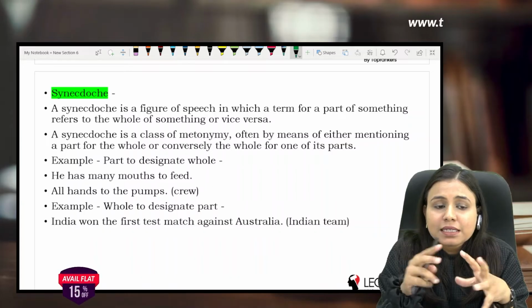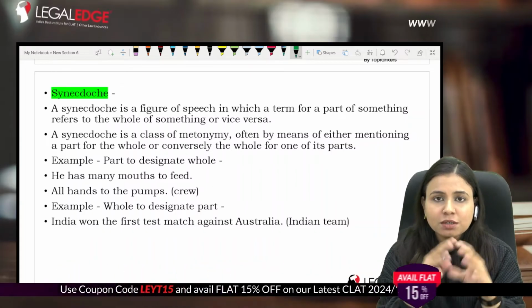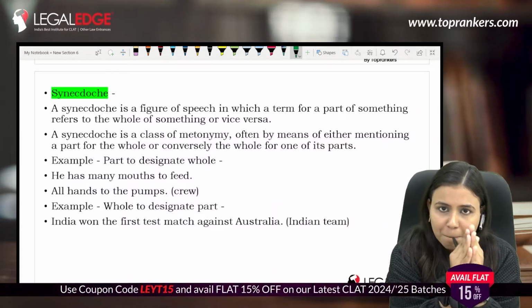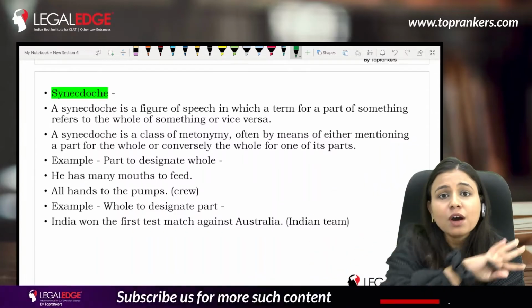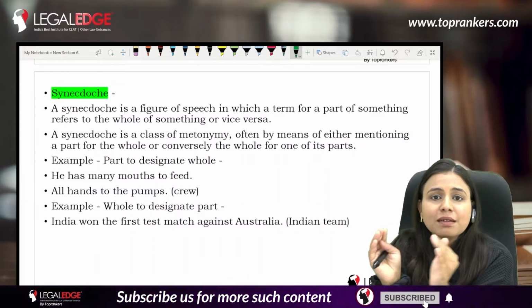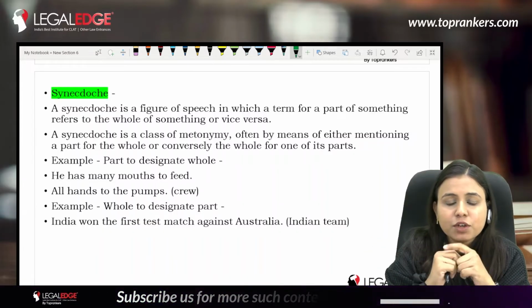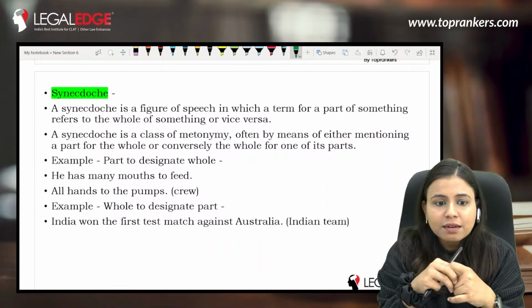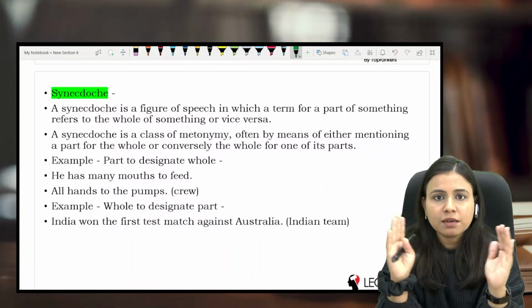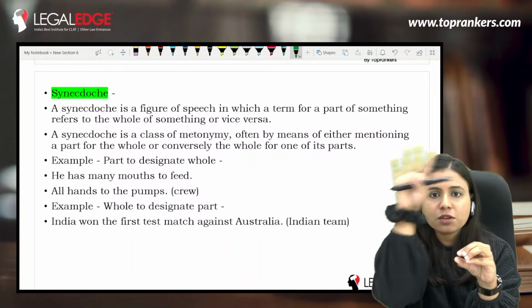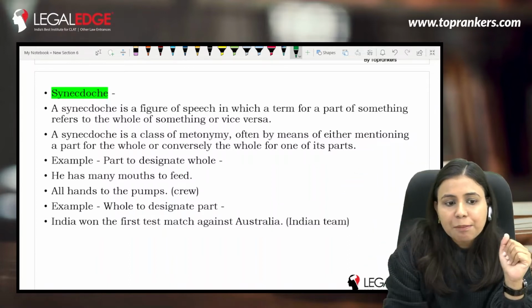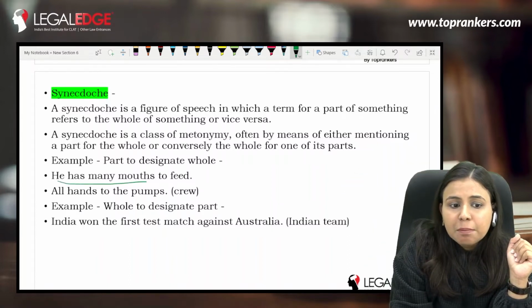Now, a synecdoche is a figure of speech in which a term for a part is used to refer to something whole, or a whole is used to refer to something part. Now, what does it mean? For example, rather than referring to something in its whole entity, I will use a part of it to signify the whole of it. For example, here, he has many mouths to feed.